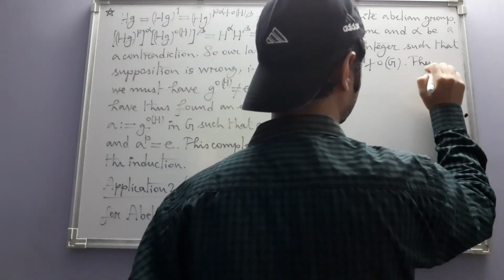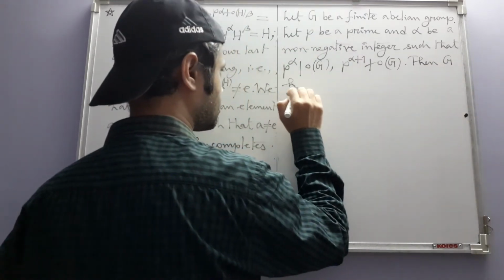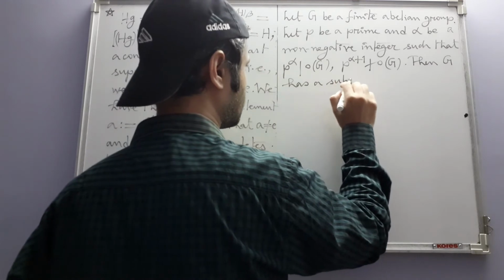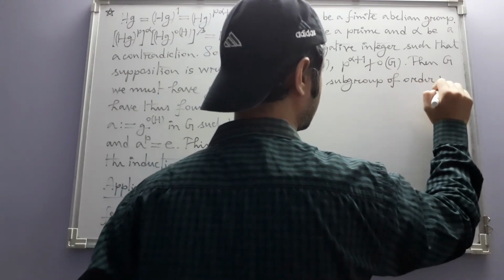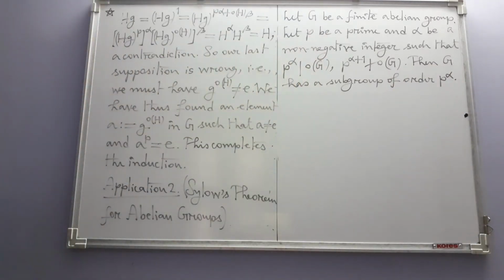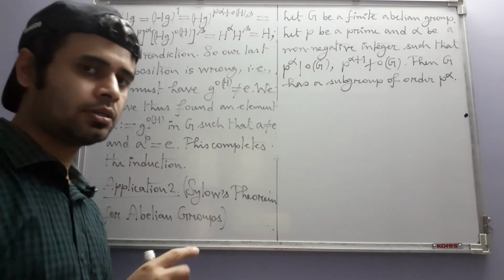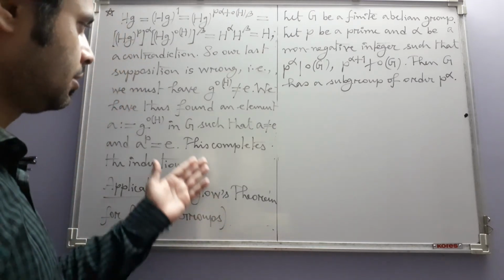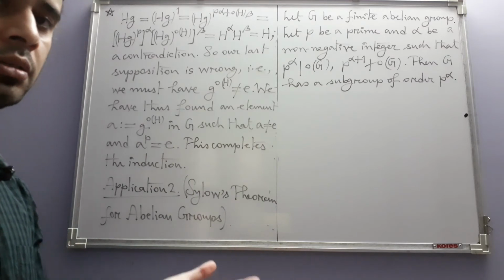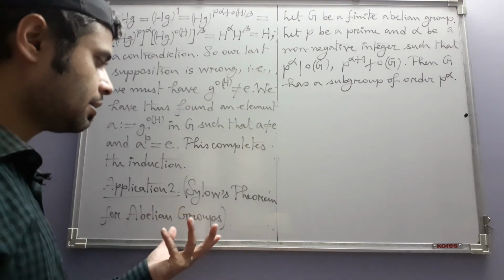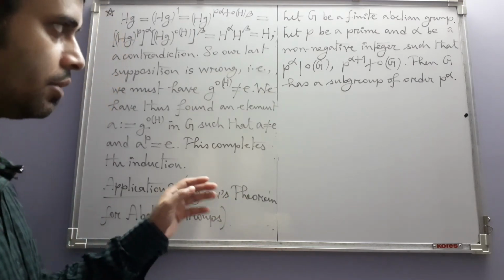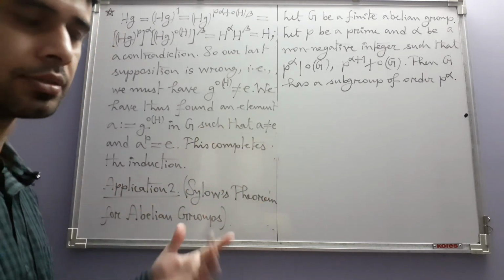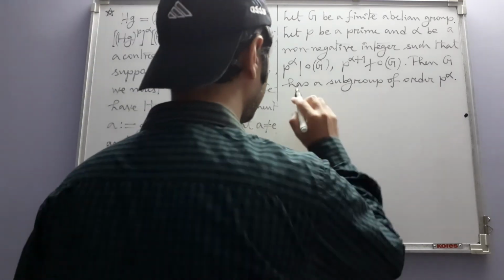Then G has a subgroup of order p to the power alpha. So this is Sylow's theorem for abelian groups. This is true in general for any group, not just abelian. Just like that, Cauchy's theorem is also true for non-abelian groups, but we are in a position to prove these results for abelian groups at this stage. So that's why we are having these applications. Okay, so let us see the proof here.